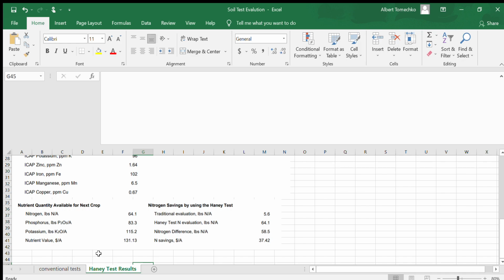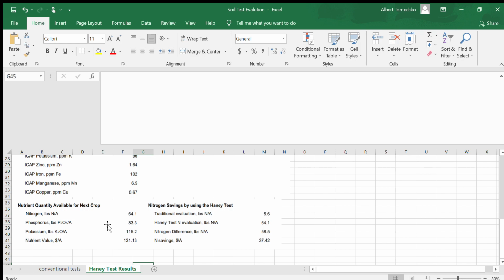So why is this important? Well, this Haney Soil Test recommended that they use a standard recommendation, right? The calculation would have been like 60 pounds of nitrogen and 50 pounds of phosphorus. That does not take into account what is actually available. So basically what this is telling me is I have enough in my soil, I don't need to add anything.